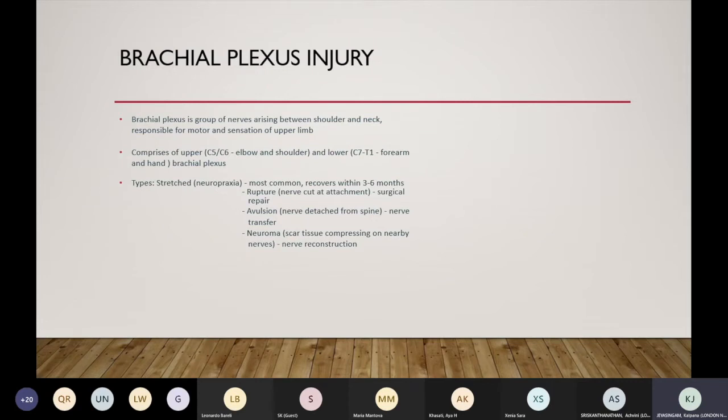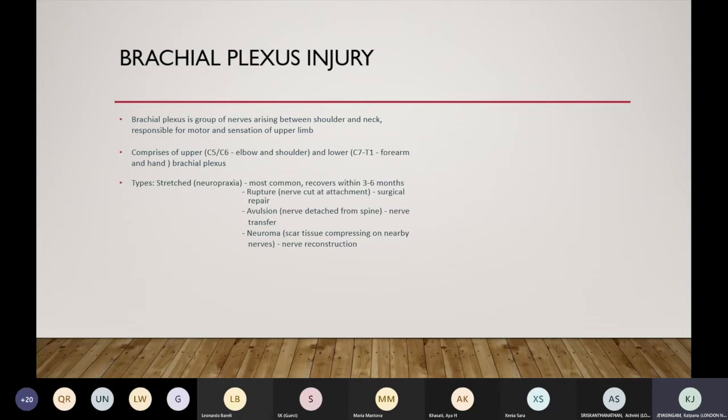What can happen, as part of shoulder dystocia, is that because you are pulling on the baby and stretching the shoulders, the nerve running underneath the shoulder can be stretched. That's called neuropraxia, which is the most common form, and generally they recover within 3 to 6 months. Sometimes you can have a rupture, a nerve cut at the attachment, which requires surgical repair.